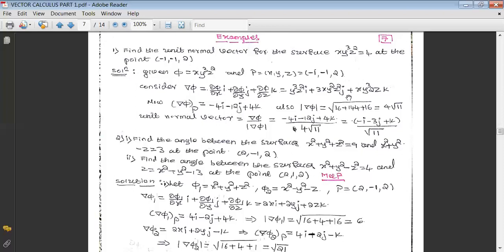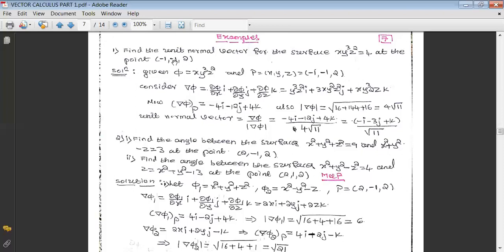If we substitute x, y, z equal to -1, -1, 2 in this, we are going to get del phi at p as -4i minus 12j plus 4k. Okay, if you are not satisfied, let us check that one. Here the first one is y cube z square.